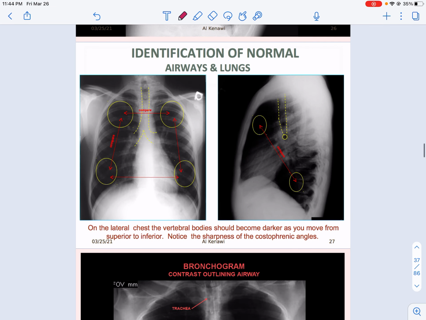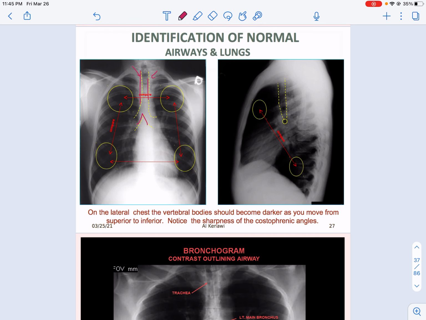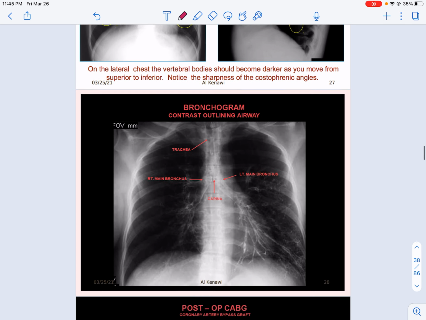I'll go back to the slides. So identification of normal airways and lung. Here, we need to know the trachea. It's usually here. We need to know the bifurcation. We need to know the airways of the lung to assess the normal structure. So basically this picture توضح الستركشر النورمال لايك للأيرويز and lungs.